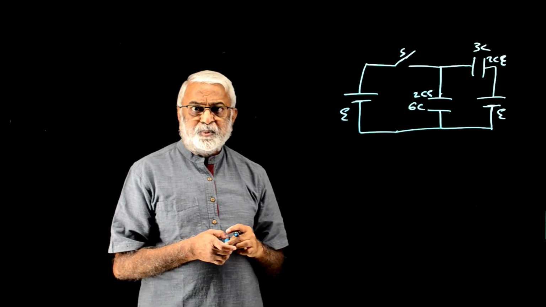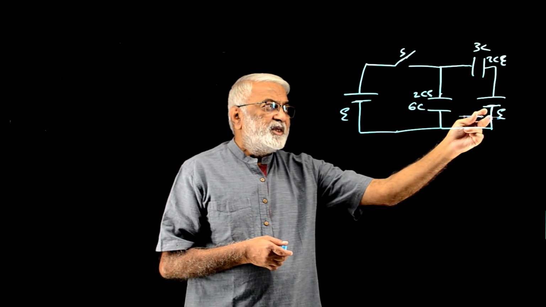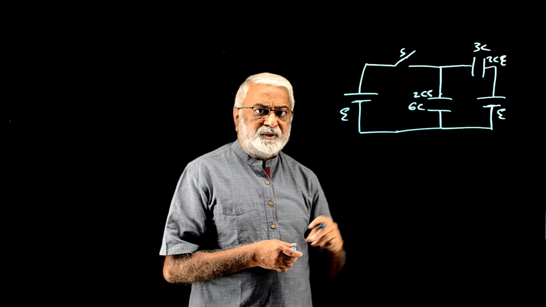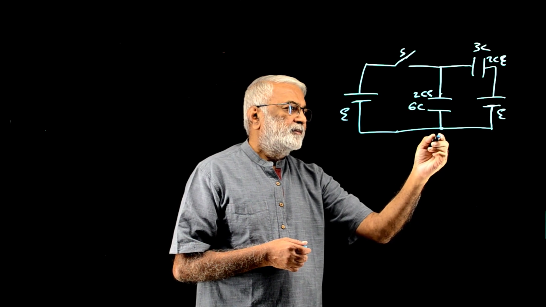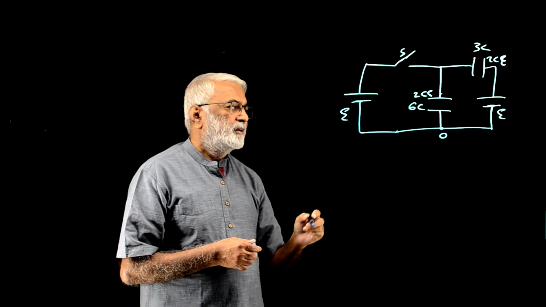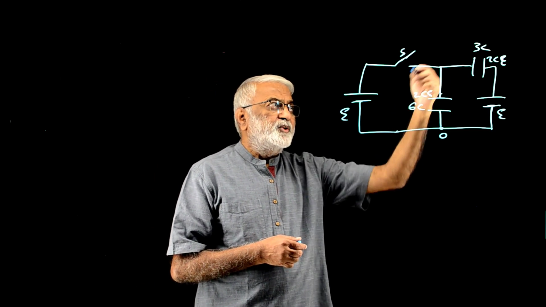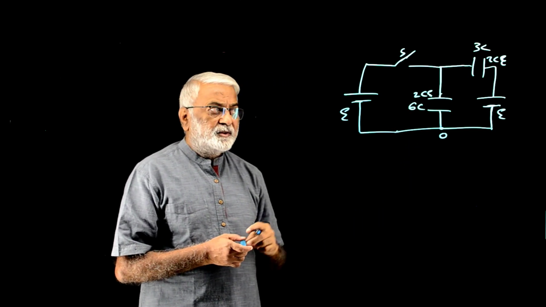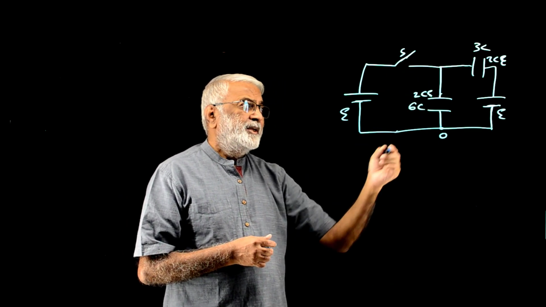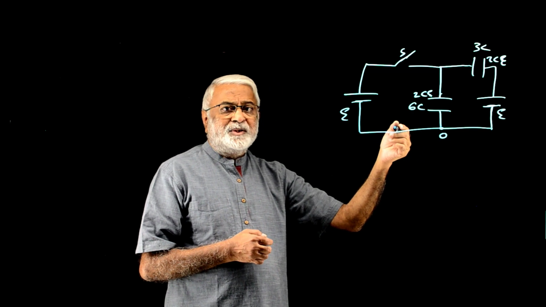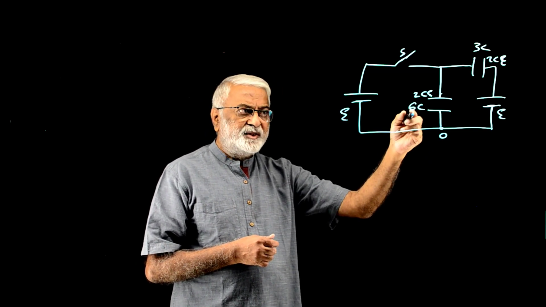If you wanted the potential difference across individual capacitors, this E will divide in the inverse ratio of capacitances. So in the ratio 3C to 6C, that is 2 is to 1. Sorry, 1 is to 2, the inverse ratio. So E divides in the ratio 1 is to 2. So E by 3 and 2E by 3. Across 6C it will be E by 3.